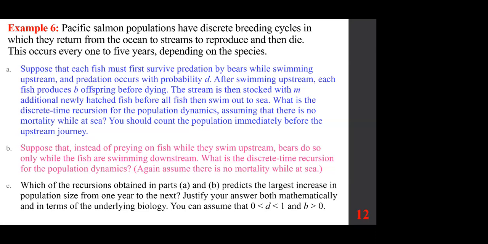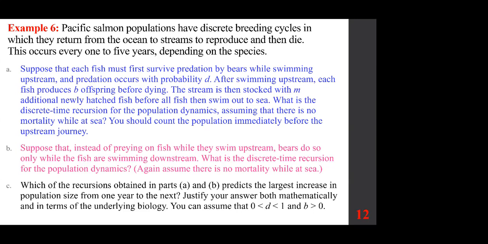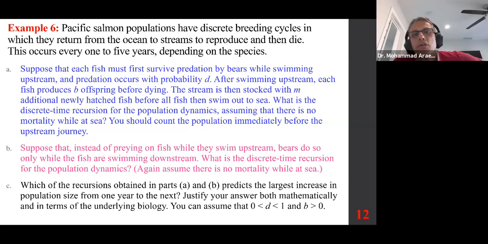Did I keep going? Yes, please. I appreciate that. Suppose that instead of preying on the fish while they swim upstream, bears do so only while the fish are swimming downstream. What is the discrete time recursion for the population dynamics? Again, assume there is no mortality while at sea. And which of the recursions obtained in part A and B predicts the largest increase in population size from one year to the next? Justify your answer both mathematically and in terms of the underlying biology. You can assume that 0 is less than D is less than 1, and B is greater than 0. Thank you so much.